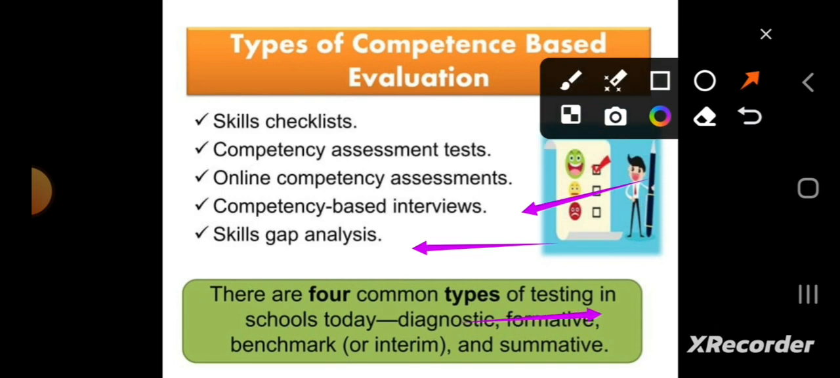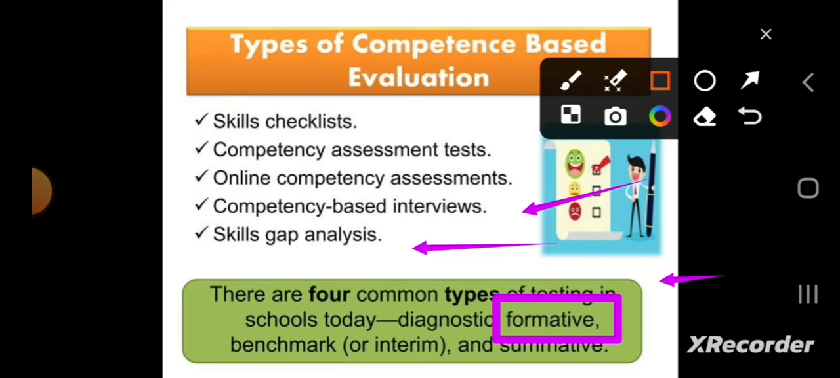There are 4 common types of testing in school today. Diagnostic testing. Conducted before instruction to determine students' knowledge, skills and learning needs. It helps identify strengths and weaknesses. Formative testing. Ongoing assessment that provides feedback during the learning process. These tests help educators adjust instruction and support as needed.